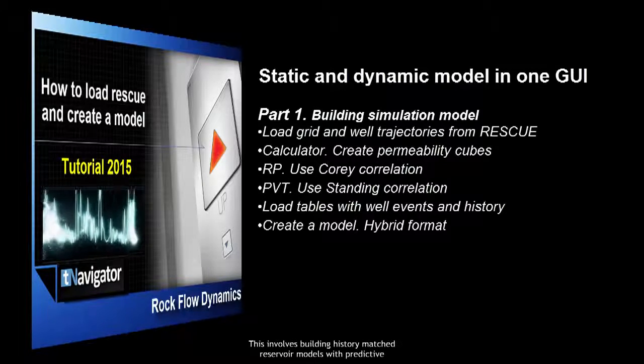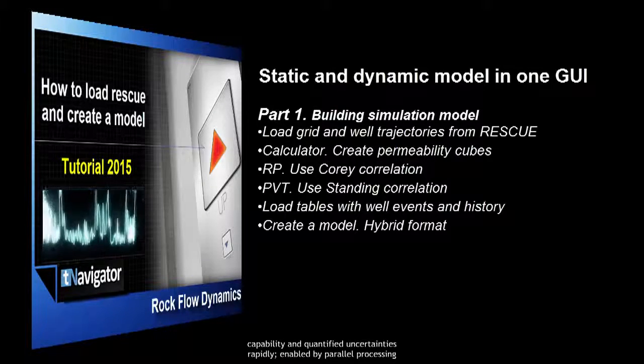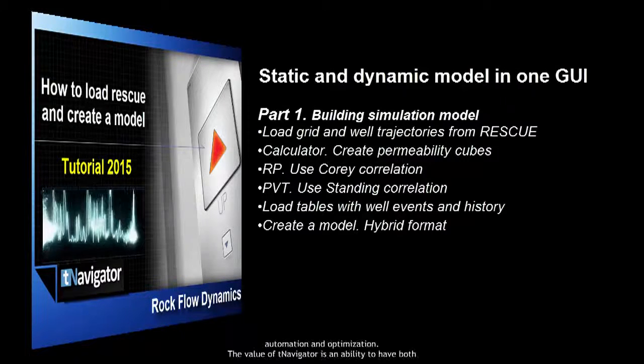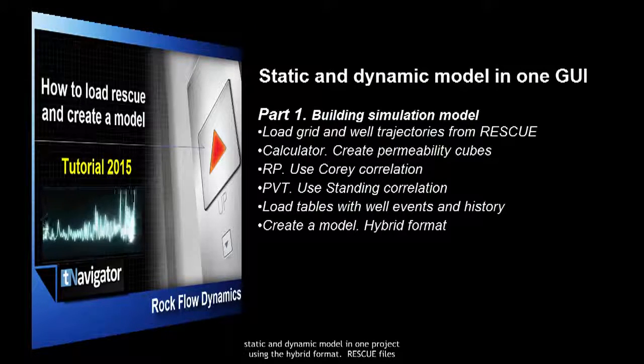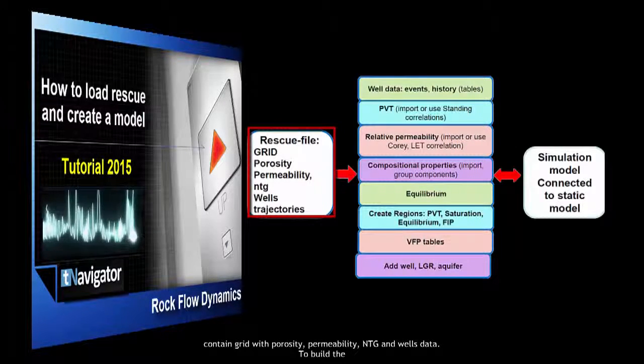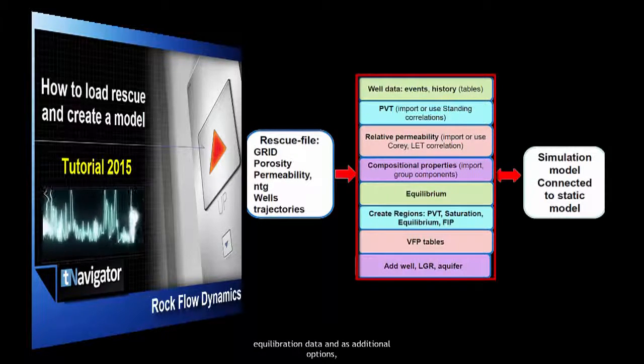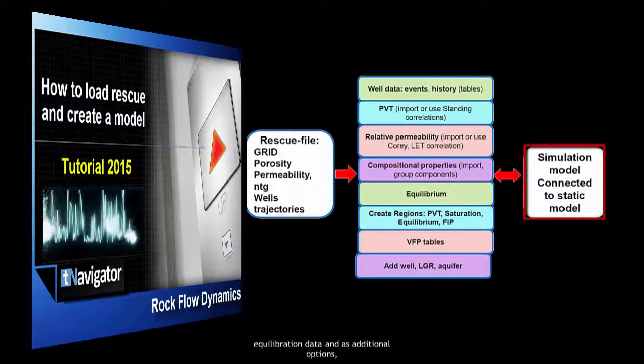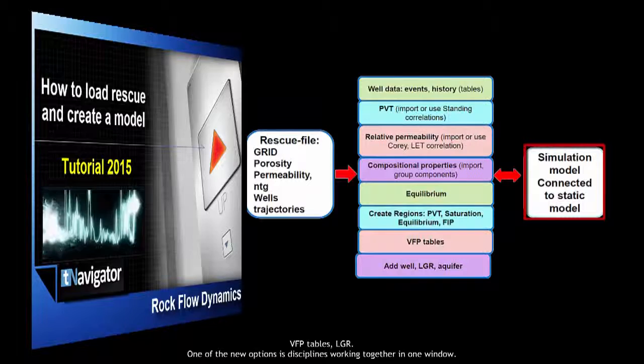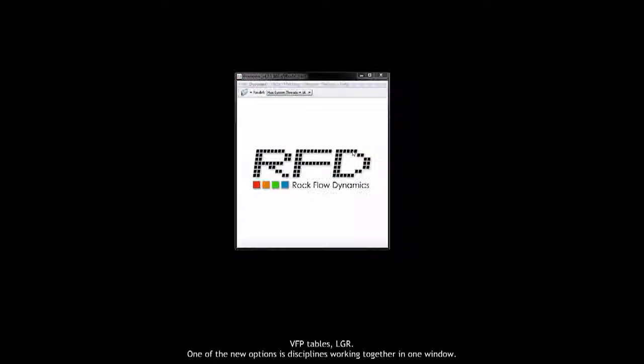Now, this involves building history-matched reservoir models with predictive capability and quantified uncertainties rapidly, enabled by parallel processing, automation, and optimization. The value of tNavigator is the ability to have both static and dynamic model in one project using the hybrid format. Rescue files contain grid with porosity, permeability, net to gross, and well data. To build the simulation model, you'll need well data, PVT, relative permeabilities, equilibration data, and as additional options, VFP tables, LGR. One of the new options is disciplines working together in one window.